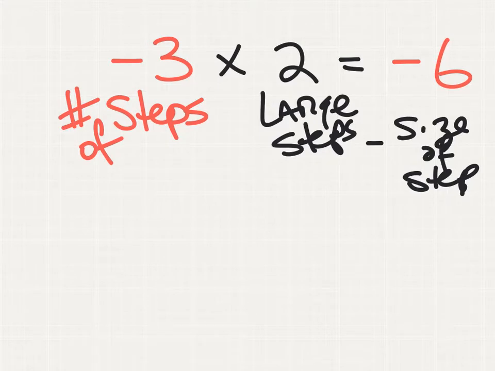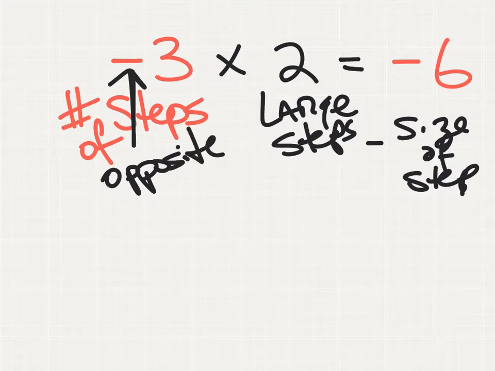Now, -3 is my first integer. Can I take negative steps? No, I can only take steps. So I'm not going to read that negative sign as -3 steps. I'm going to read it as the opposite. Again, since I know -3 is the opposite of 3, I'll read this as the opposite of 3 steps where the steps have a size of 2.